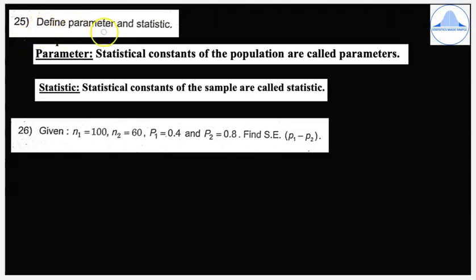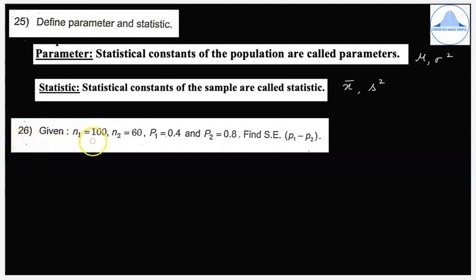25th question, define parameter and statistic. Statistical constants of the population are called parameters. For example, mu and sigma square. And the statistical constants of the sample are termed as statistic. For example, x bar, the sample mean, and s square, the sample variance.